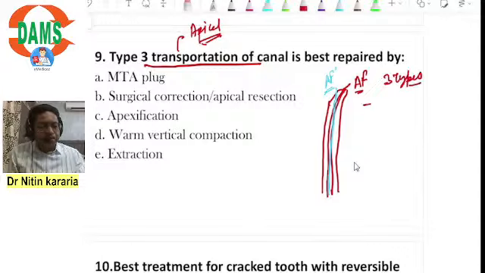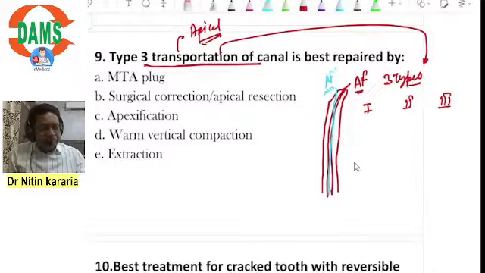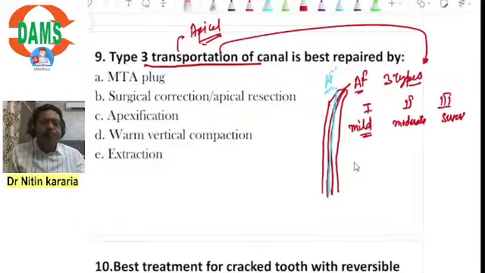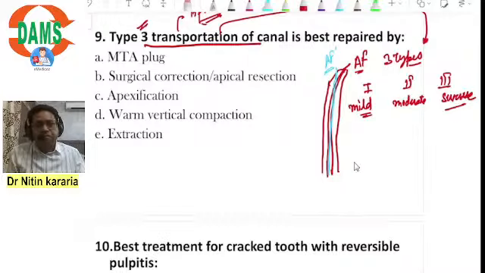This apical transportation is basically of 3 types. Type 1, 2 and 3. Based upon the severity of apical transportation, it is divided into 3 types. Type 1 is a mild form of apical transportation of the foramen. Type 2 is a moderate one, and type 3 is a severe transportation of the apical foramen. Now the question is asking about the management of type 3, which is the severe form.